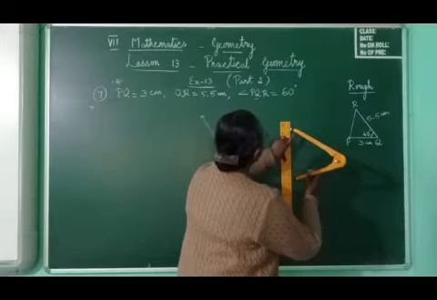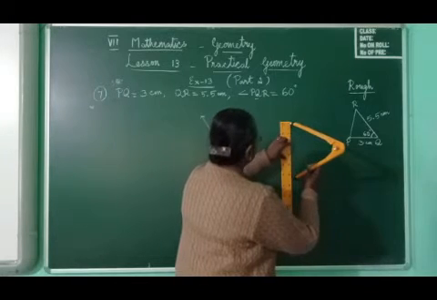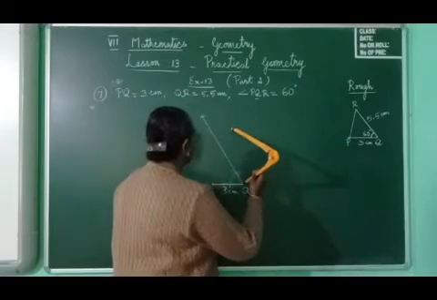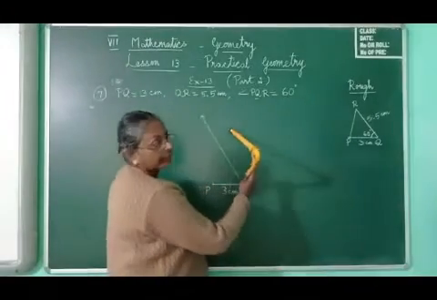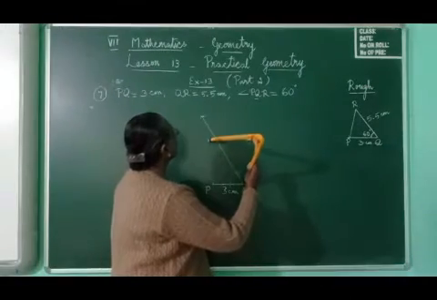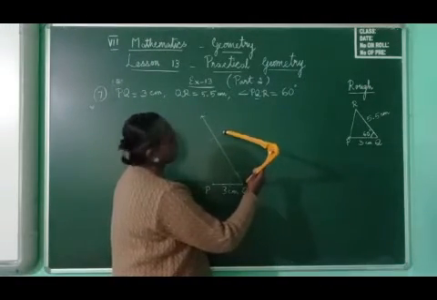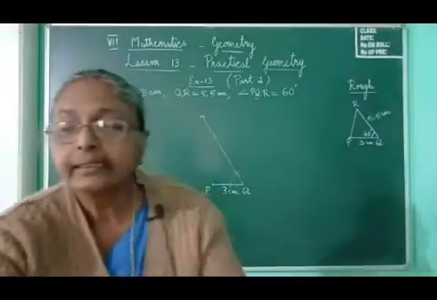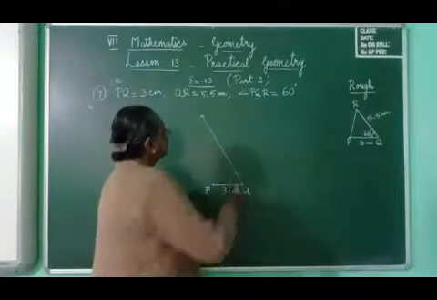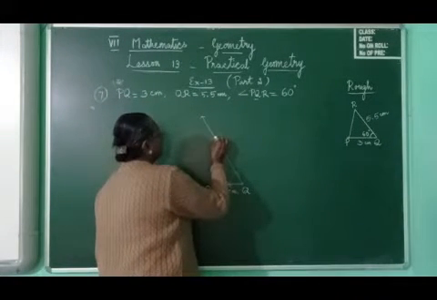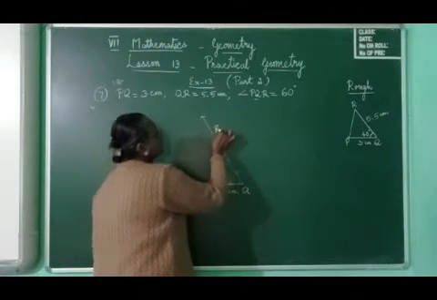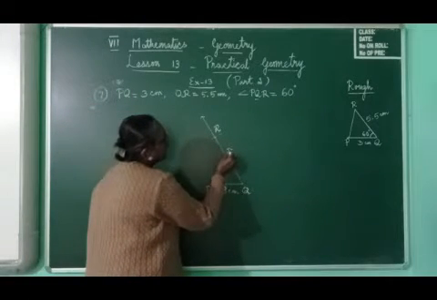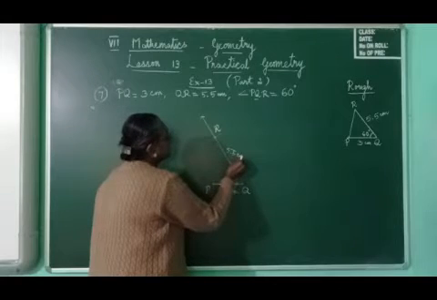We need to draw an arc on the line which we have drawn from Q. On the line which we have drawn, we need to cut an arc of radius 5.5 centimeters from Q. After drawing that, this point will be R. So this is R, and we have drawn QR now, which is 5.5 centimeters.